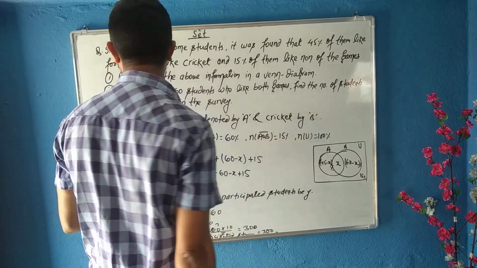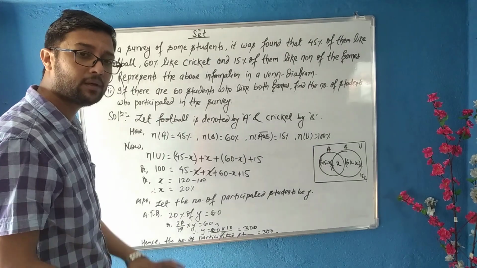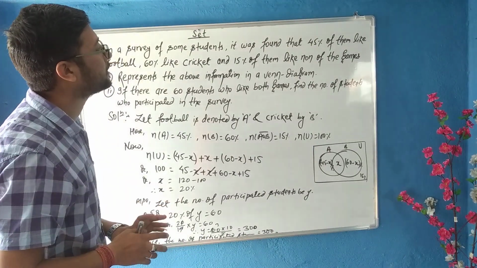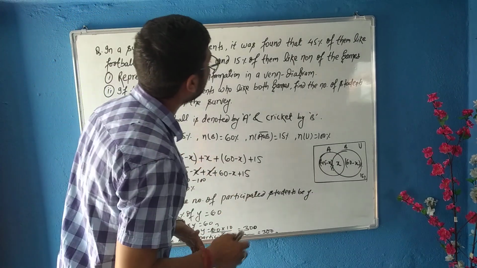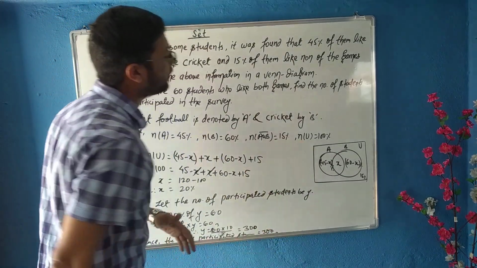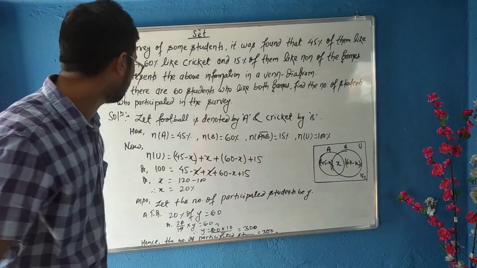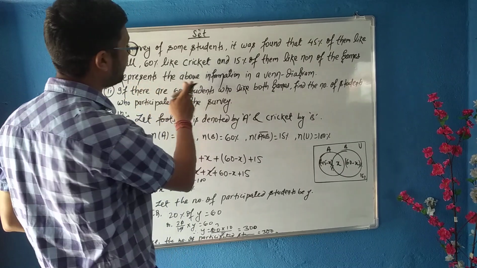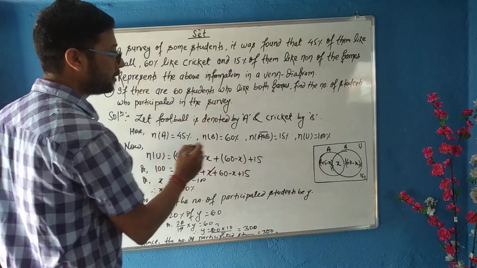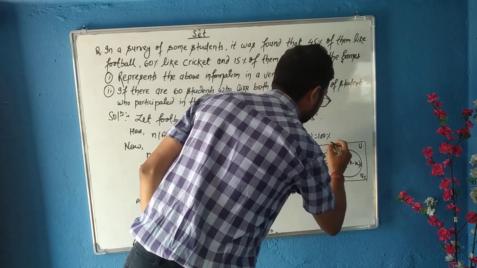And n(U) equals the total percentage. All of you know the total percentage is always 100%. When nothing is given, we should understand by our common sense that it should be 100%. So n(U) equals 100%. Now we are going to represent the above information in a Venn diagram.